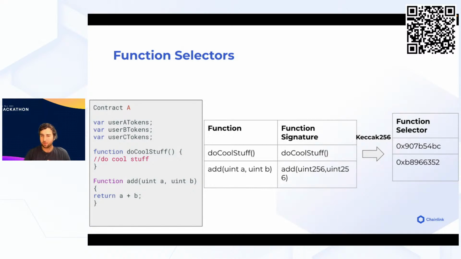So why am I talking about this? Well, remember, when we call smart contracts, on the back end, we think we're saying, hey, call add or do cool stuff. But really what the EVM sees is, hey, I want to call function 0x907b54bc, right? The EVM knows the function selector for a specific smart contract, just like it knows slots for variables.